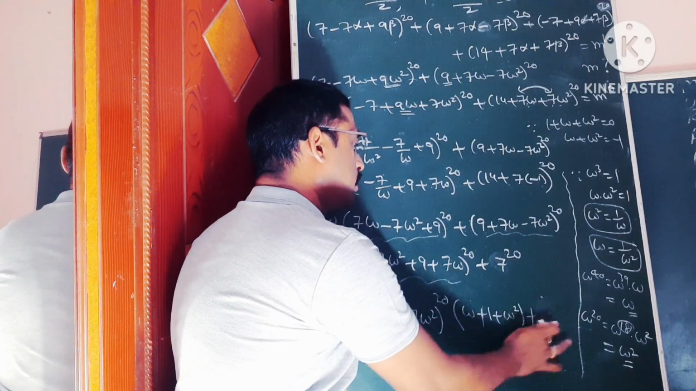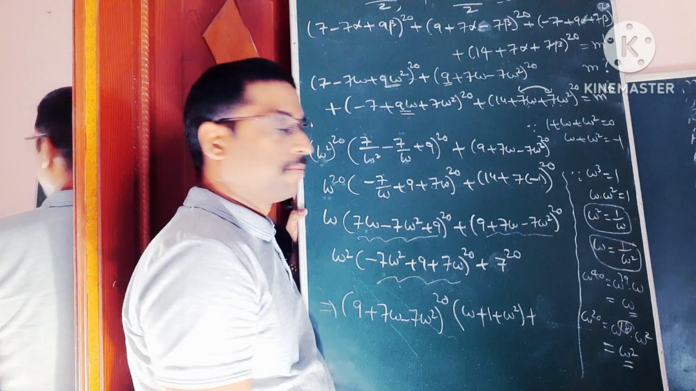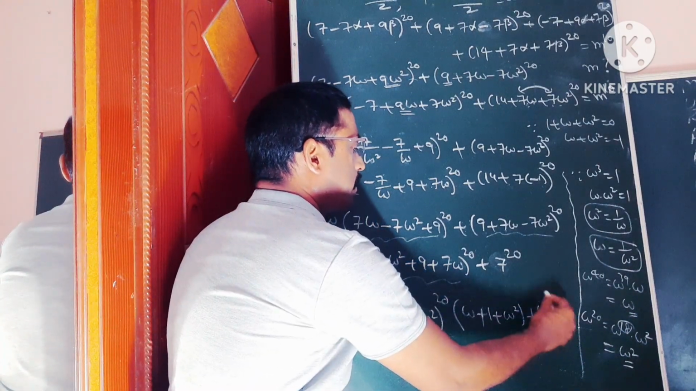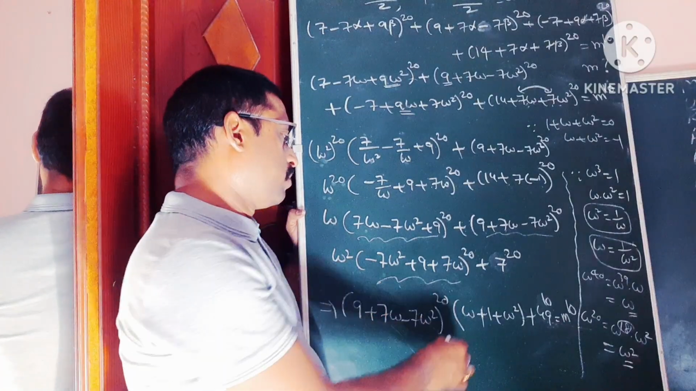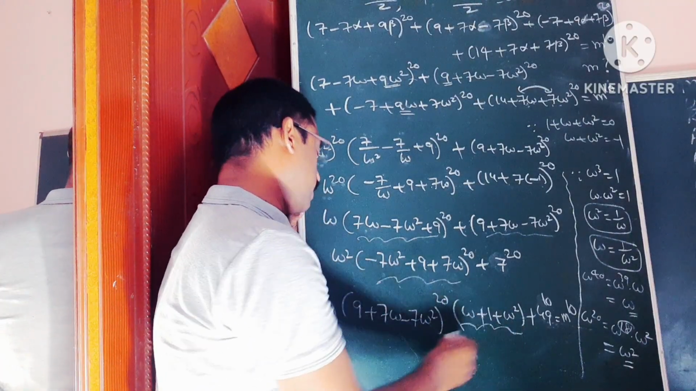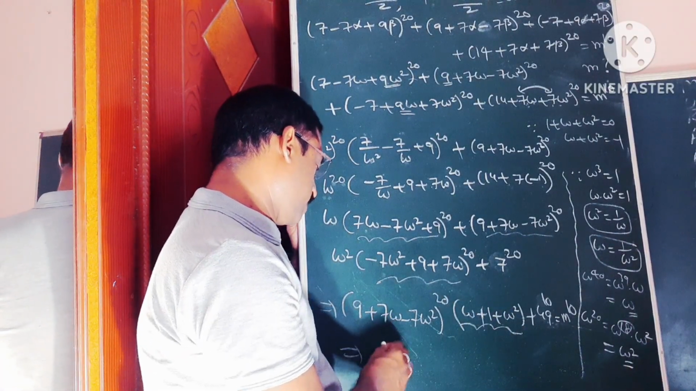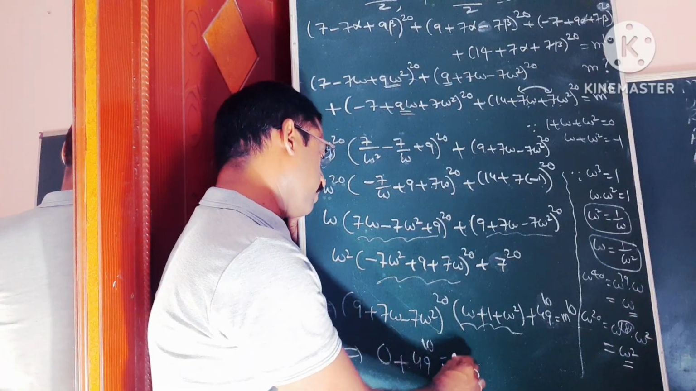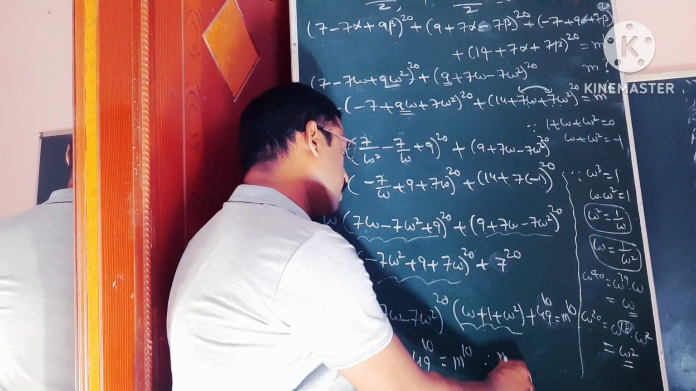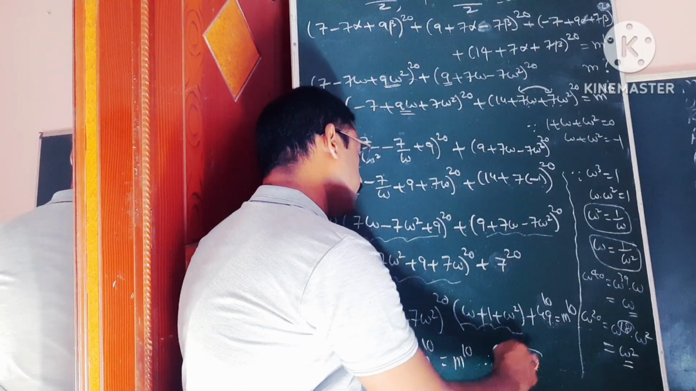7 to the power 20 is nothing but 7 square whole to the power 10. 49 power 10 is equal to how much given here? M to the power 10 given. But omega plus 1 plus omega square, this value is 0. 0 into anything is 0. 0 plus 49 power 10 is equal to m to the power 10. Therefore m is equal how much we got here? 49.